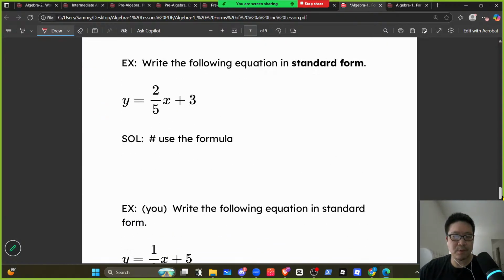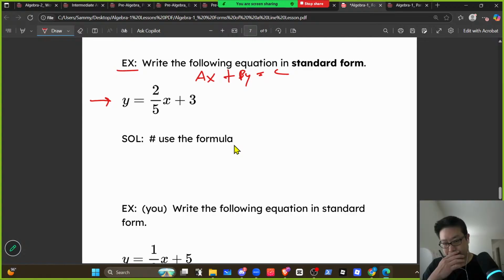So let's try out an example. It says, write the following equation in standard form. What form is this in? Slope-intercept form. Yeah, that is the slope-intercept form. And to put it in standard form, it would have to look like this. So let's do that. That means I would have to move the 2 over 5x to the other side. And how would I do that?